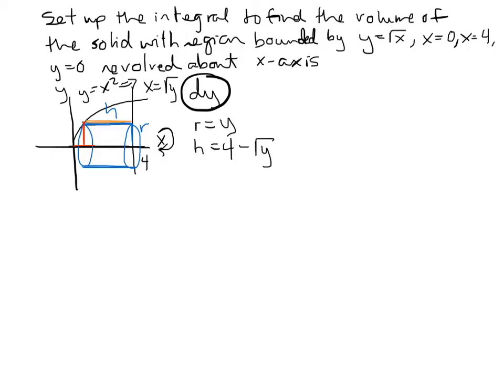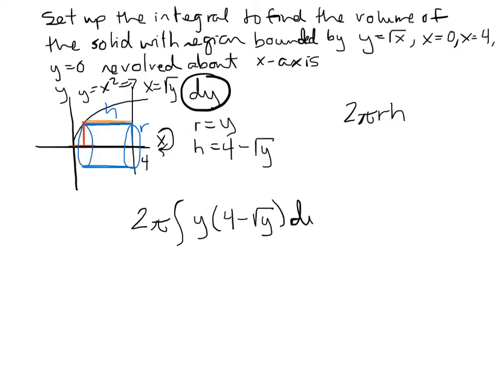Okay, so setting up the integral for shells, 2 pi r h. So we're going to do 2 pi times the integral of r times h. And we're integrating with respect to y. And now I need my bounds, so I go back to this integral. And I'm looking for y's. It starts at 0, and it goes to right here, which is where x equals 4.